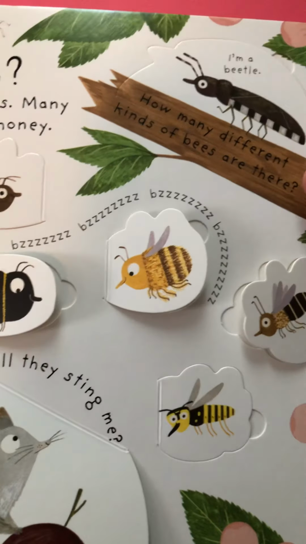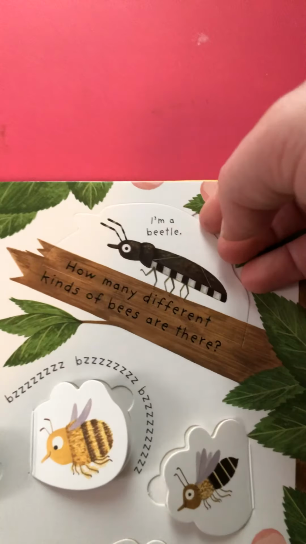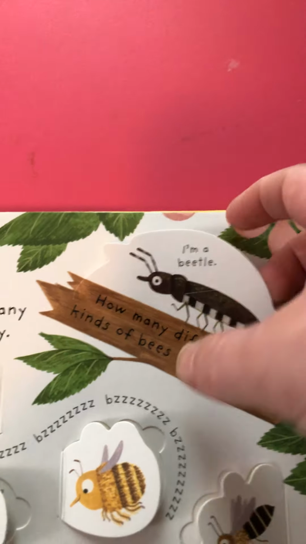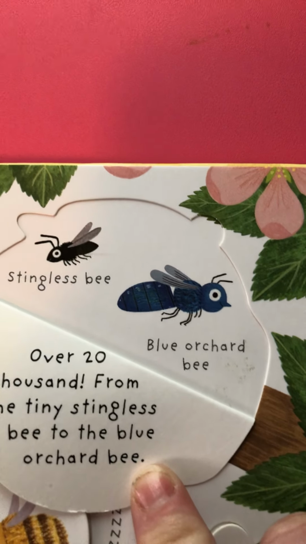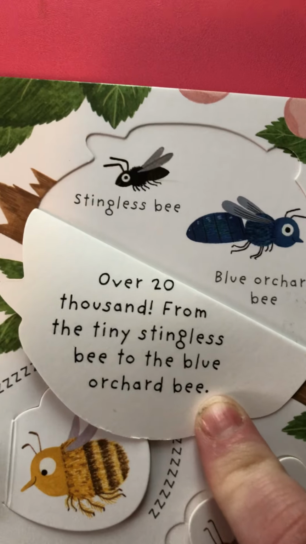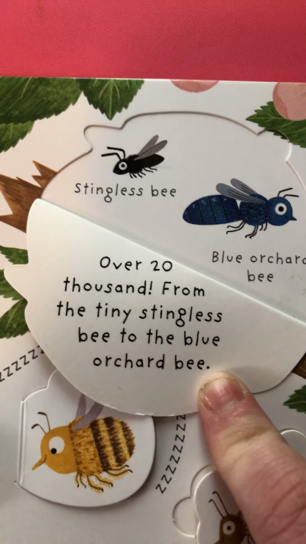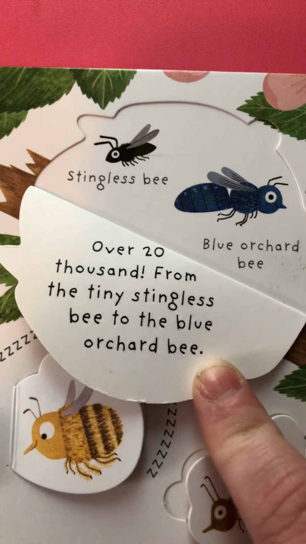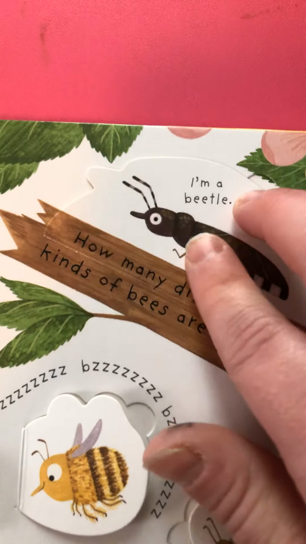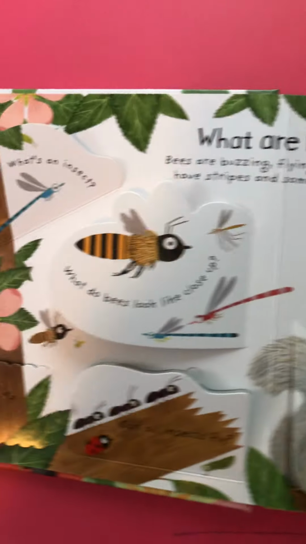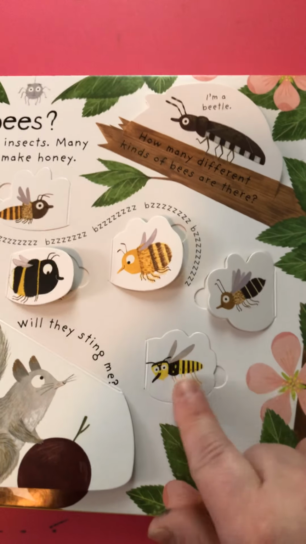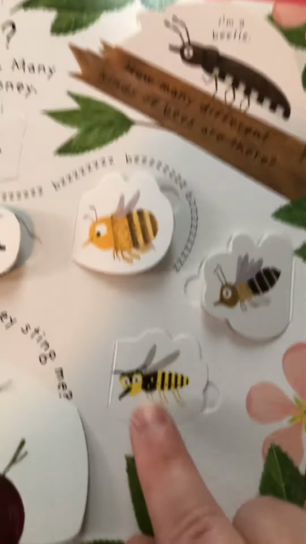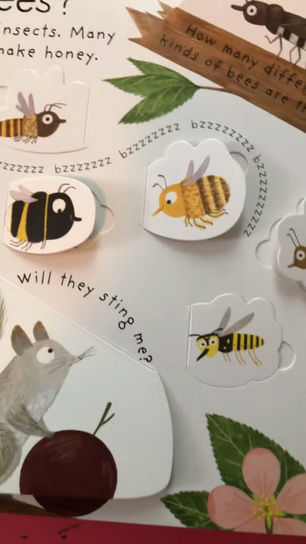And then let's see. It says, I'm a beetle. How many different kinds of bees are there? Stingless bee, blue orchid bee. There are over 2,000, from a tiny stingless bee to a blue orchid bee. This is all about different types of bees. Remember what I said though, if you see a wasp, that's not really a bee, and they're nasty.